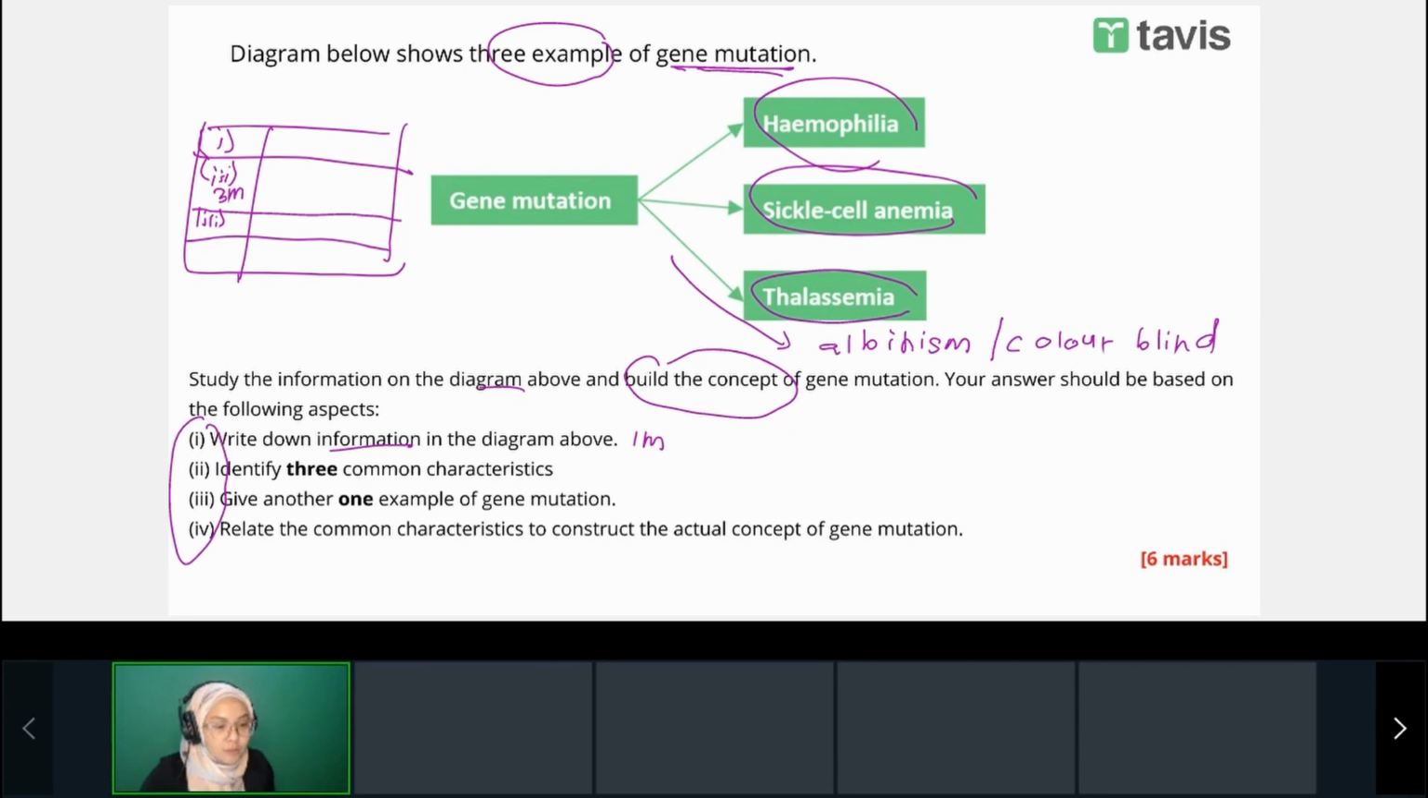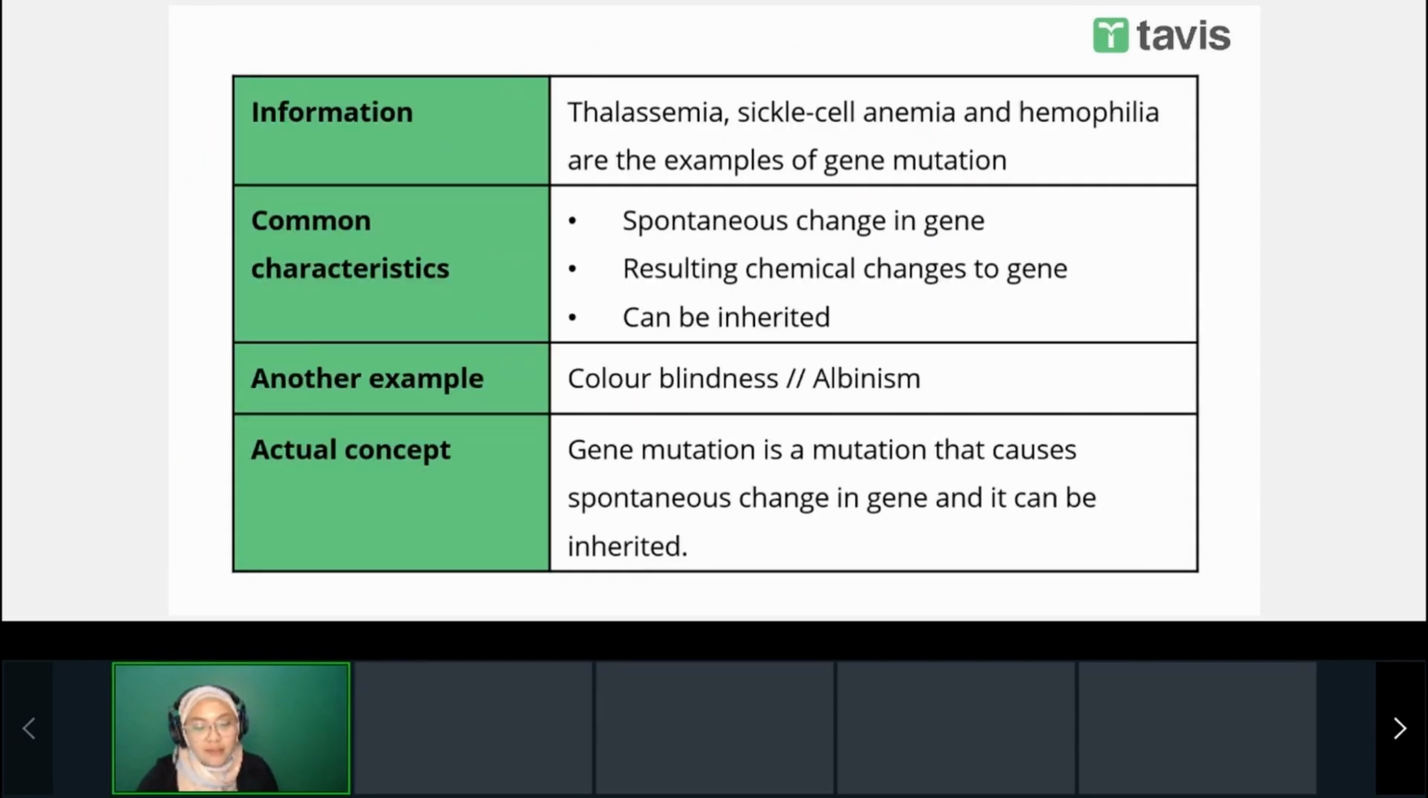And then they ask you about the common characteristic to construct the actual concept. Yesterday, I did ask about the actual concept. So how do you write the actual concept from the information? You add it together with the common characteristic. Okay. Let's see the sample answer.